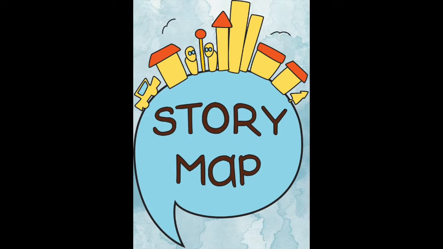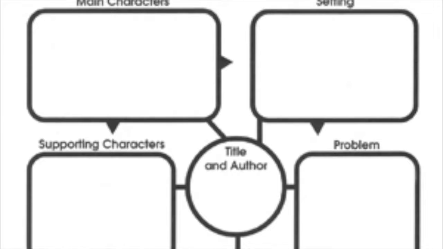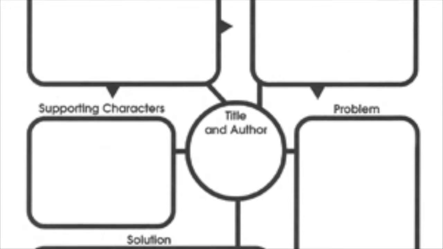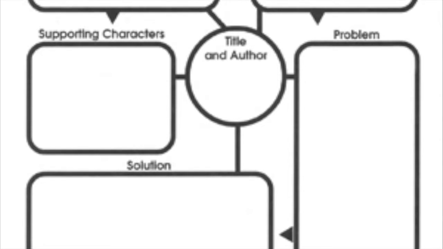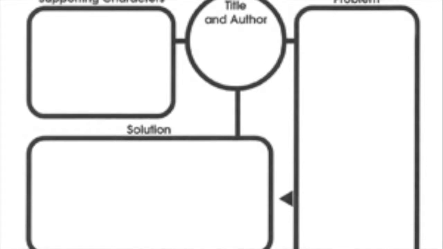We will be using this particular story map for our short story and demonstration. This story map contains the title and author of the story, the setting, main characters, supporting characters, problem, and solution. Before using the story map, you want to ask your students what makes up a story.